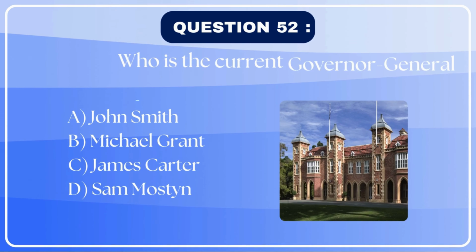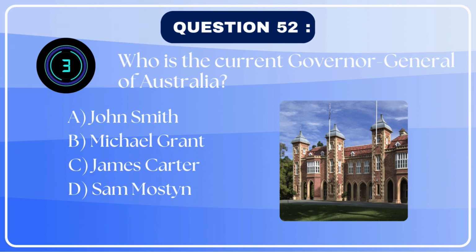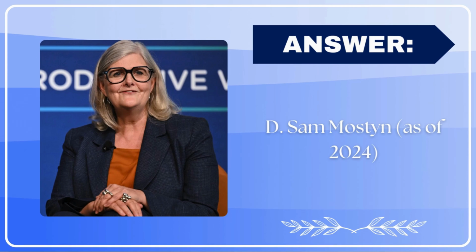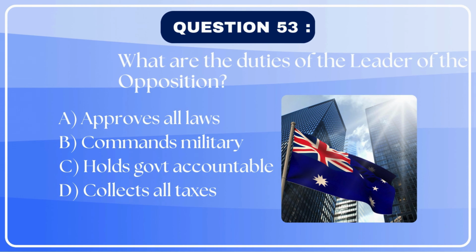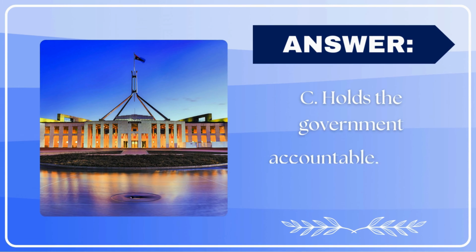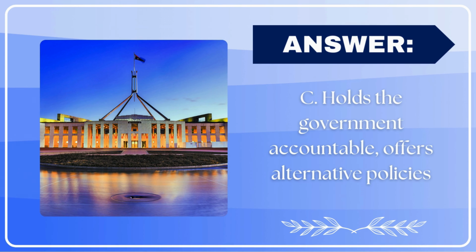Who is the current Governor-General of Australia? Sam Mostyn as of 2024. What are the duties of the Leader of the Opposition? Holds the government accountable, offers alternative policies.